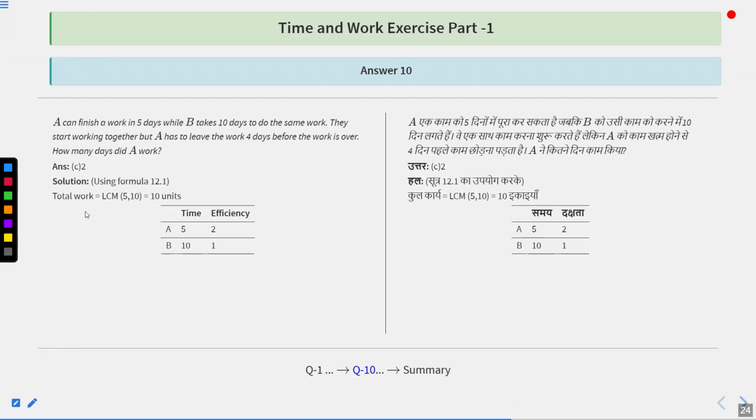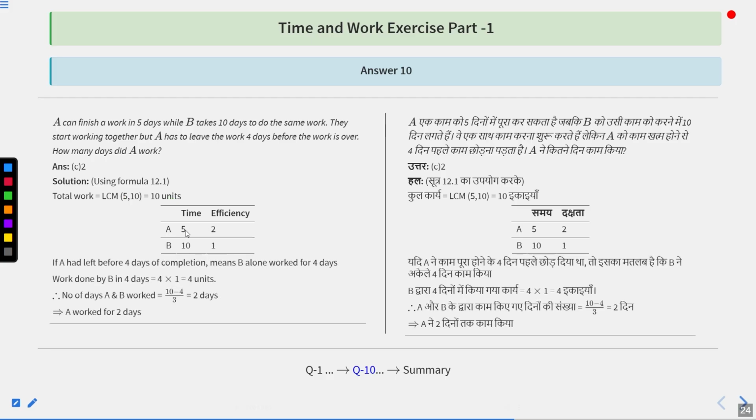Now, total work can be assumed as the LCM of 5 and 10 days, that is 10 units. So when we talk about A, the time taken by A was 5 days. So the efficiency is going to be 10 upon 5, that is 2 units. And time taken by B was 10 days. So efficiency of B is going to be 10 upon 10, that is 1 unit.